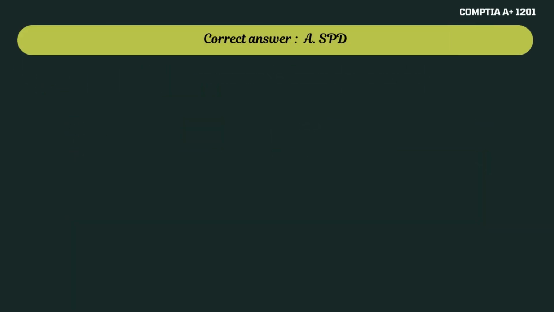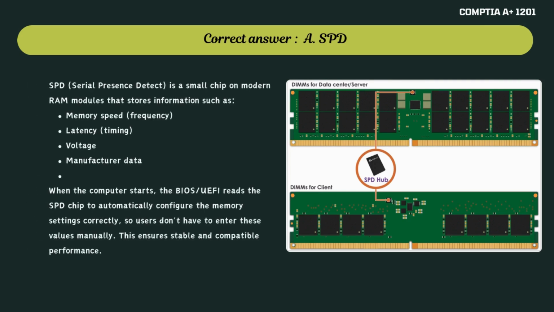Correct answer A. SPD. SPD, Serial Presence Detect, is a small chip on modern RAM modules that stores information such as memory speed, frequency, latency, timing, voltage, manufacturer data. When the computer starts, the BIOS/UEFI reads the SPD chip to automatically configure the memory settings correctly, so users don't have to enter these values manually. This ensures stable and compatible performance.